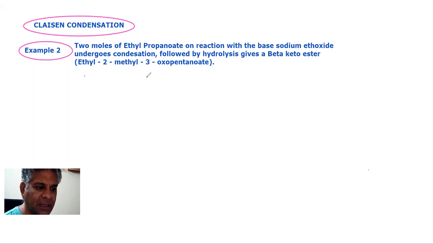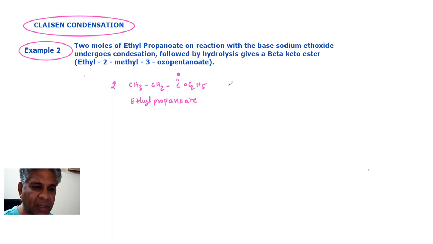Hello students, in this class we will discuss the second example on the Claisen condensation reaction. Now that is 2 moles of ethyl propanoate. So this is ethyl propanoate, CH3CH2C double bond O, OC2H5.